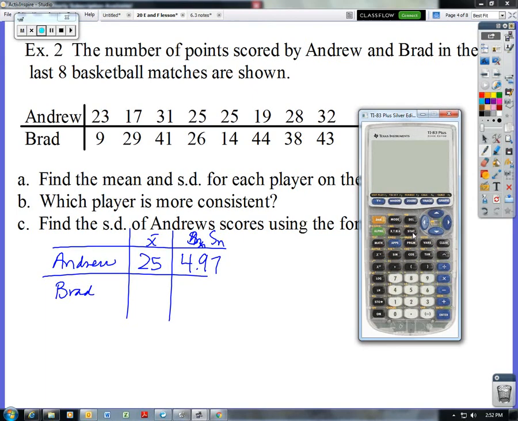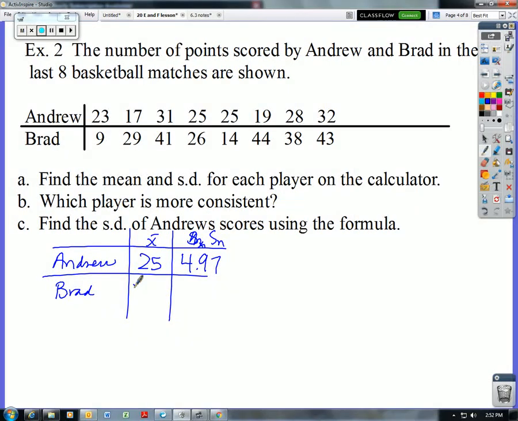Okay. Stat, calc, one variable statistics. This time I want Brad's. His is in L2, second 2, enter. 30.5 and 12.6 is going to be his standard deviation. 30.5 and 12.6. I have the hardest time storing numbers in my head.